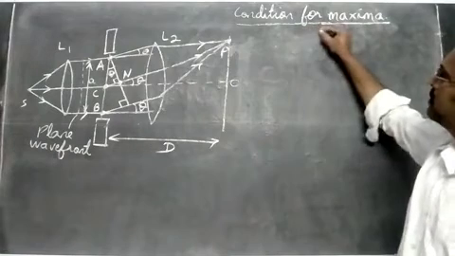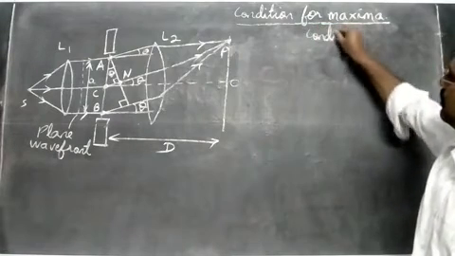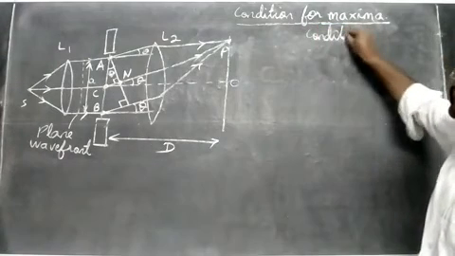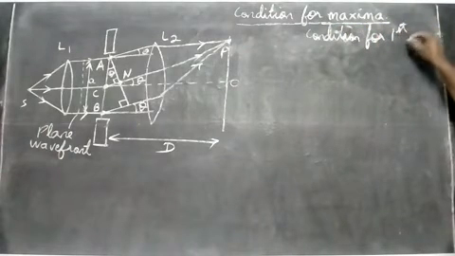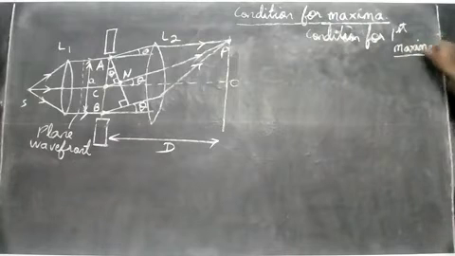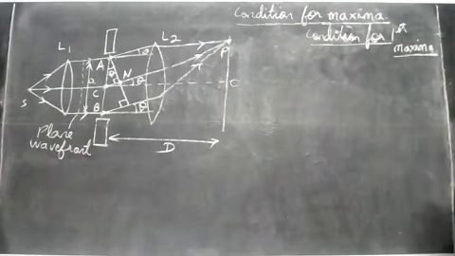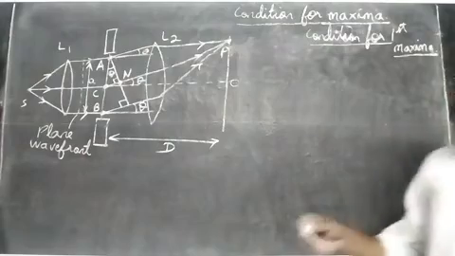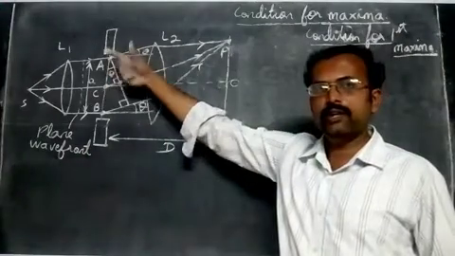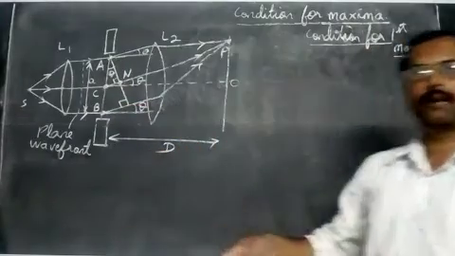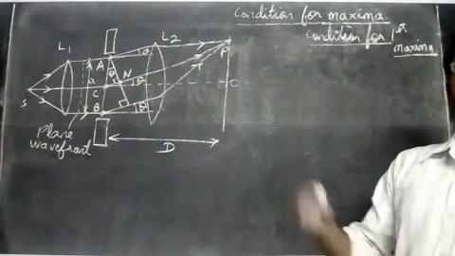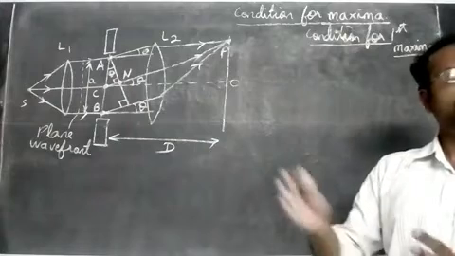So the condition for the first maximum. First maxima I can write here. We'll see how to get this. So I said before we divide into an even number of parts. Now we're going to divide into an odd number of parts, like 1, 3, 5, 7. One slit we can't do. So let's take 3 here.